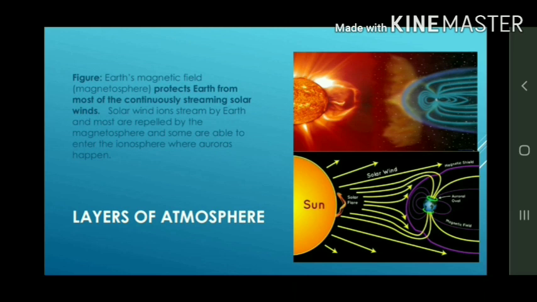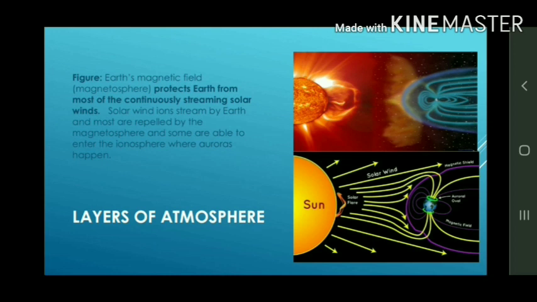So the figure is the Earth's magnetic field, the magnetosphere. It protects Earth from most of the continuously streaming solar winds. The solar wind ions stream by the Earth and most are repelled by the magnetosphere, and some are able to enter the ionosphere where auroras happen.